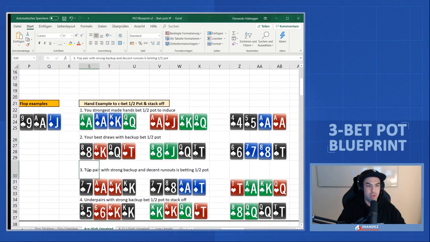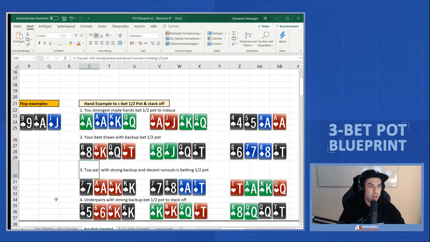Third, we have top pair with strong backup and decent runouts. So Ace, King, King, 7. So here we are basically looking to dominate our opponent's calling range, which is easier if we are betting smaller. So we're trying to get weaker flush draws along or weaker pair and straight draw combinations. Ace, 10, 8, 7. So here we have top pair, a wrap, and a flush draw, or Ace, King, Queen, 10, top pair, and the nut wrap.